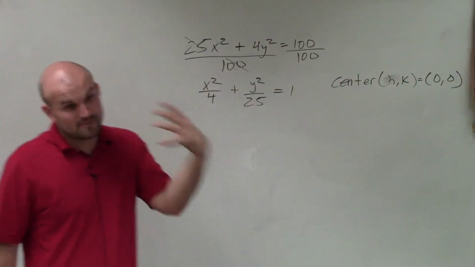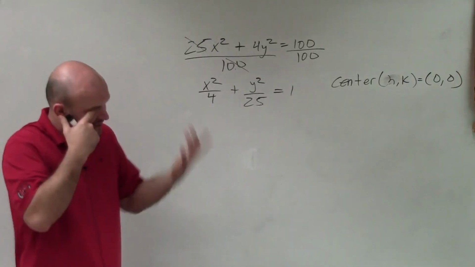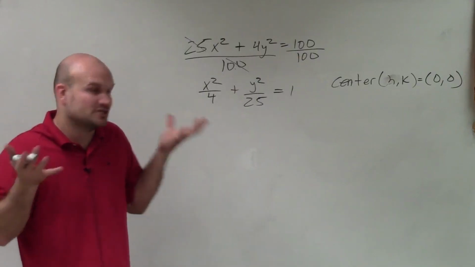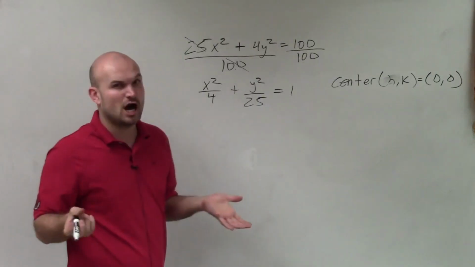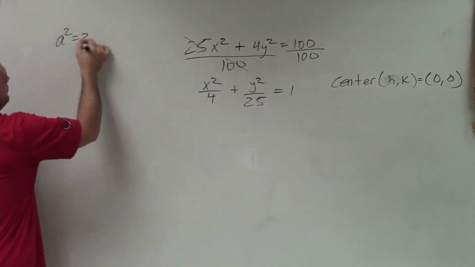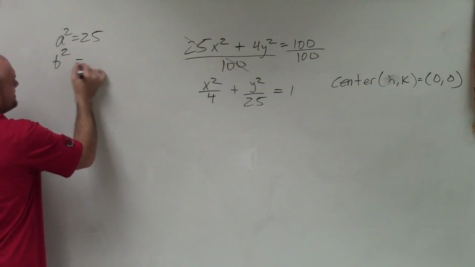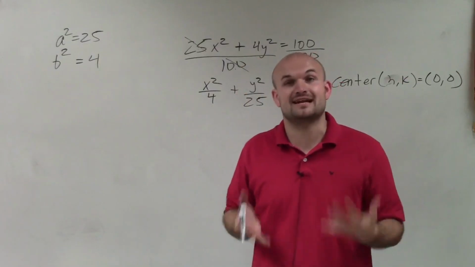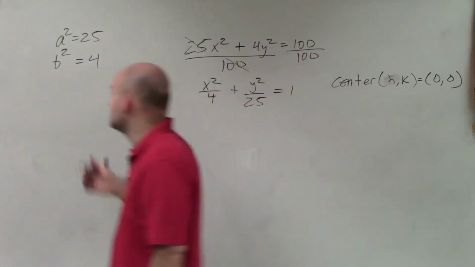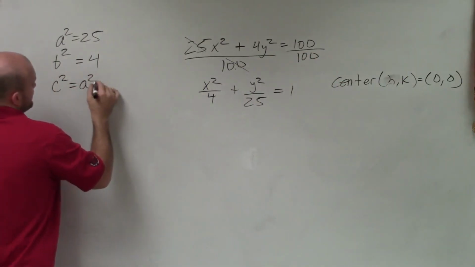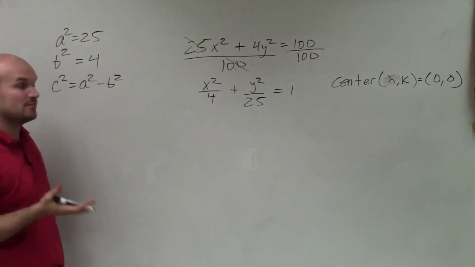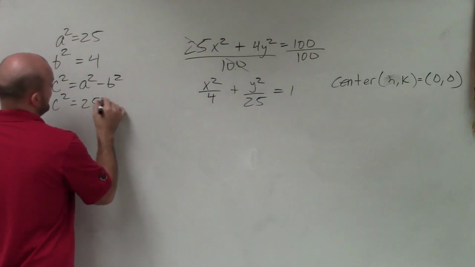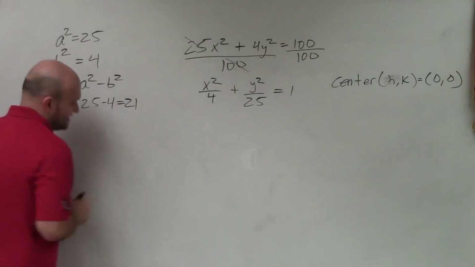The next thing is now I need to determine what my a squared is and my b squared. When I'm looking at ellipses, it's very obvious to choose which one you want. A squared is always going to be your larger denominator. So I look at 25 and 4, and I can say, OK, obviously, a squared is going to equal 25, where b squared is going to equal 4. However, we need to figure out what c squared is, because that's going to help us identify the distance from the center to the foci. So c squared is equal to a squared minus b squared. That is the equation we're going to use to solve for c squared. So c squared equals 25 minus 4, which equals 21.